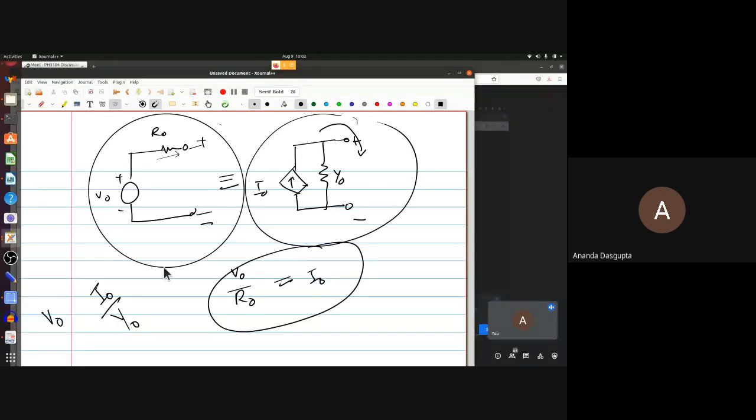Okay. So if these two ends were kept open, the voltage across would be I0 by Y0 for the current source case. Again, if they're equivalent, these two should be the same. So Y0 from this should be I0 by V0. That's equal to 1 by R0.